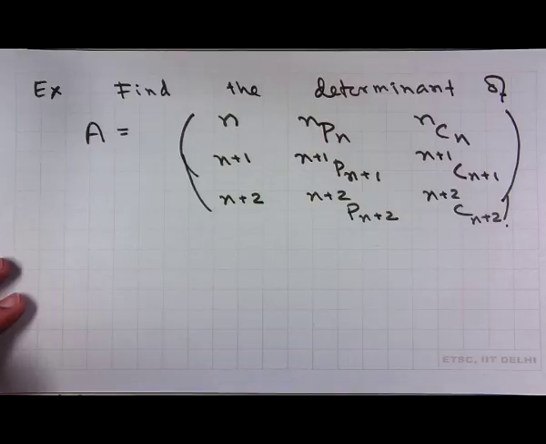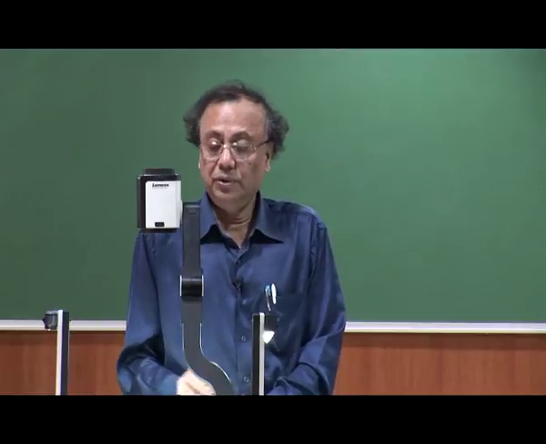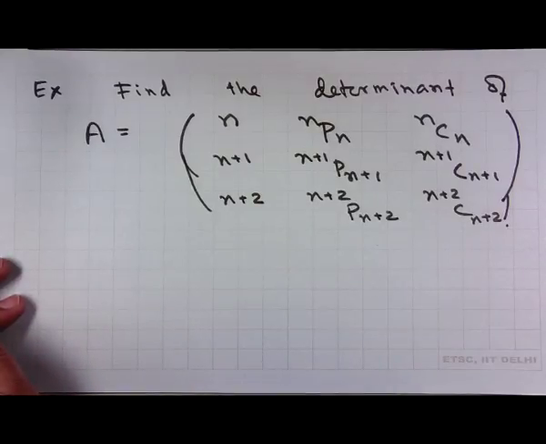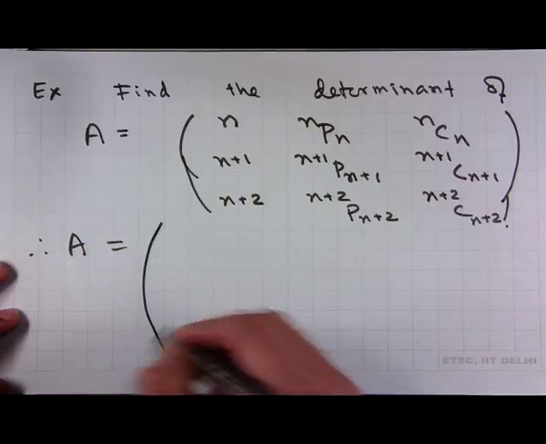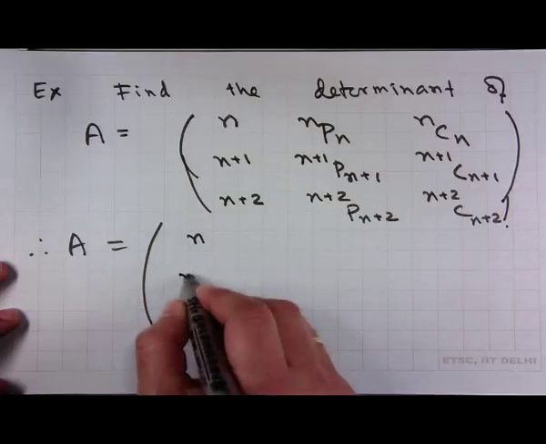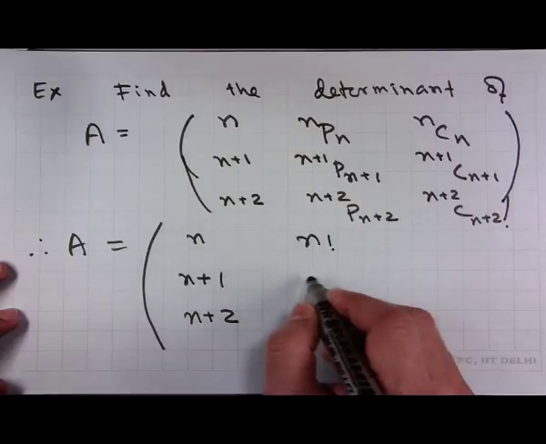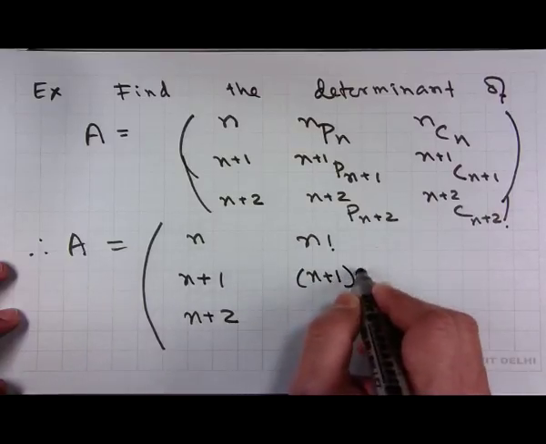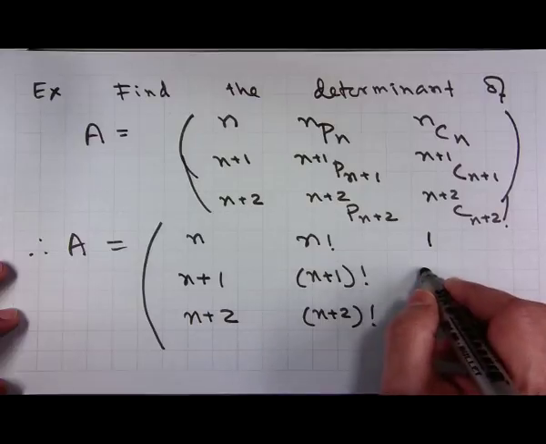Looks formidable, but we know how to make it simple, because we know that nPn is equal to factorial n for all n, and nCn is equal to 1 for all n. Therefore, the A matrix will look simpler if I write it as rows n, n factorial, 1; n plus 1, n plus 1 factorial, 1; and n plus 2, n plus 2 factorial, 1.